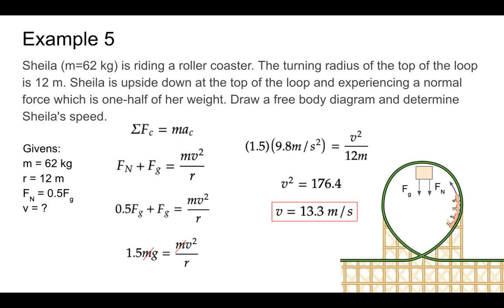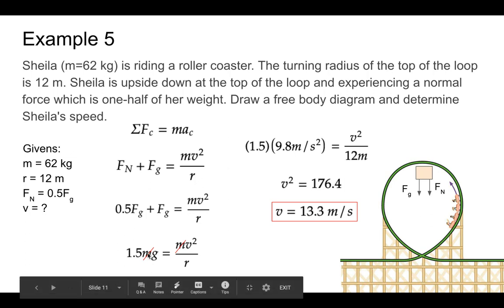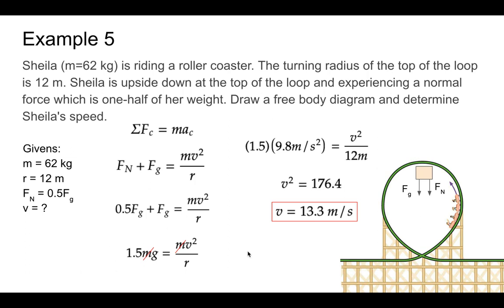Now, notice how in a lot of these equations, mass canceled out. That won't happen every single time, all right? It only happens when we have a mass in every single term, okay? So if I had a normal force that wasn't equal to something like half of the force of gravity, then this mass wouldn't have canceled out. So be really careful there. Mass doesn't always cancel out.